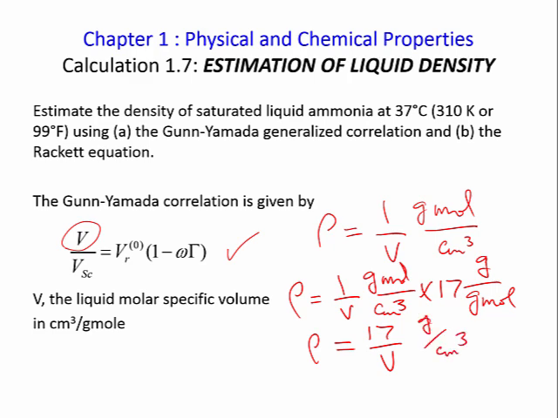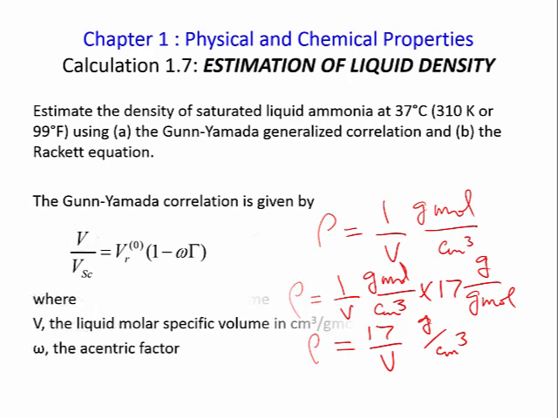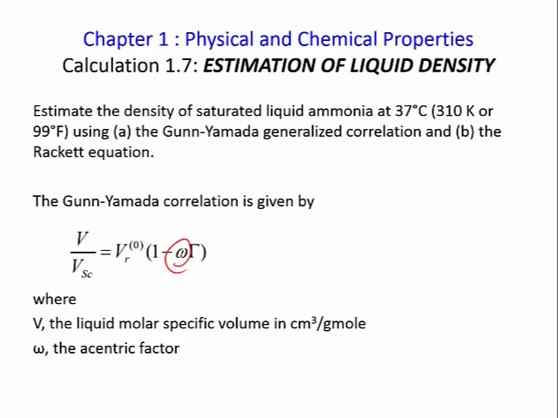Now let's learn about the parameters in the Gunn-Yamada correlation. Omega is the eccentric factor, which in this problem is given as 0.25 for liquid ammonia. The other parameters in this equation will be VSC, VR0, and gamma, which we can calculate.